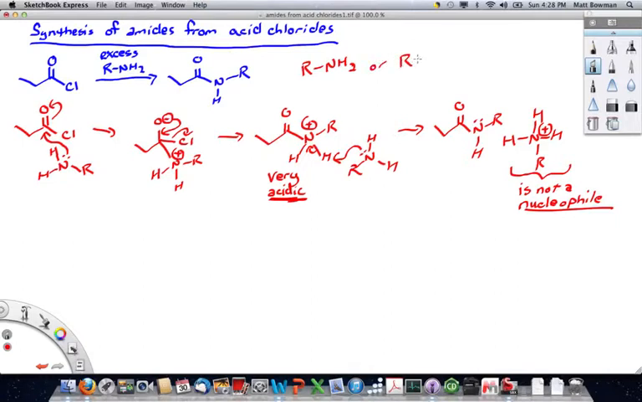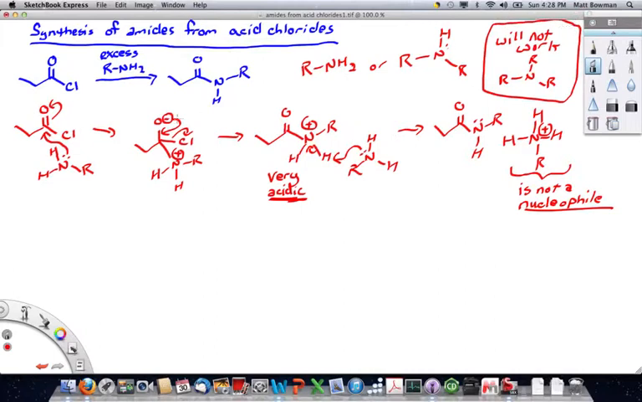Now, you can use this method with primary amines or secondary amines. We have 2 carbon substituents on this. It will not work when your amine is a tertiary amine. And so, if you have an expensive amine, you can use this fact here that it doesn't work with a tertiary amine.